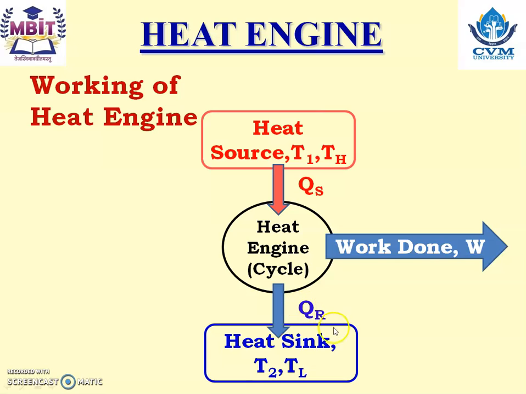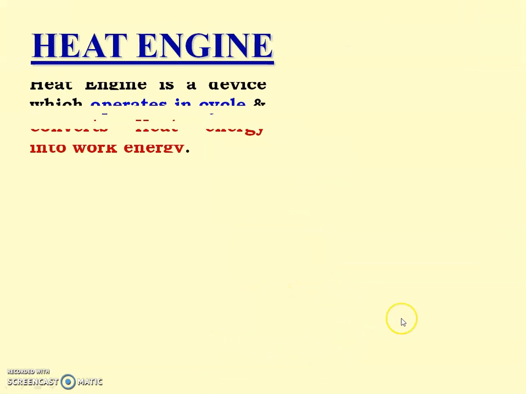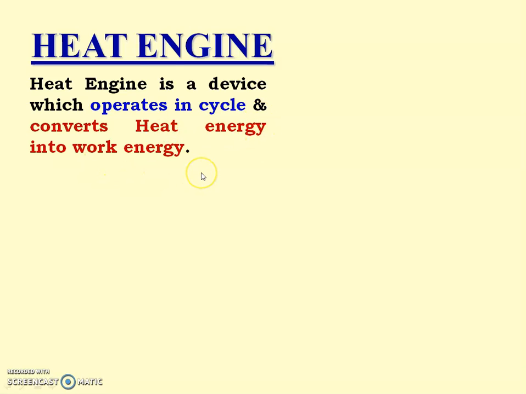So we can say that some of the heat is rejected to the heat sink, that is known as QR. So QS is the heat supplied to the heat engine cycle, and QR is the heat rejected by the heat engine cycle and absorbed by the heat sink, and the difference is the work done. So QR is equal to QS minus W. So that amount of heat is rejected to the heat sink. So a heat engine is a device which operates in a cycle and converts heat energy into work energy.